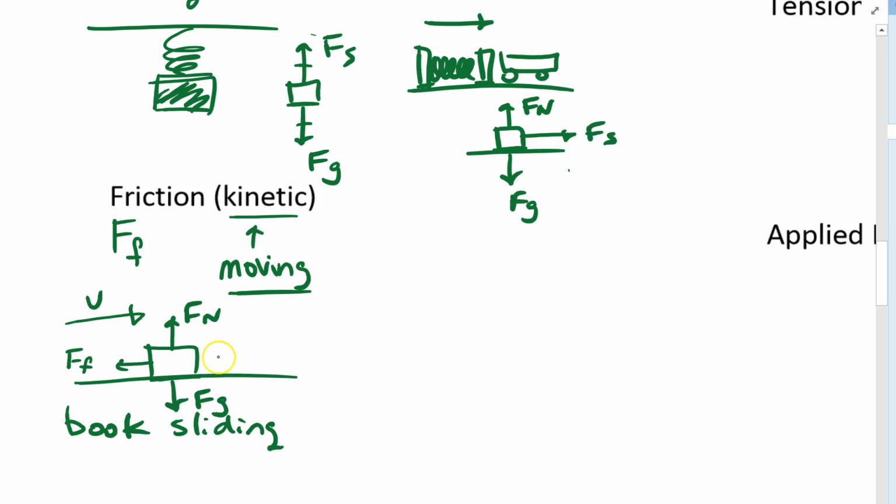Would you say balanced or unbalanced? That would be unbalanced, and it would be accelerating to the left. That would look like moving to the right but slowing down. So again, the first version of friction is kinetic, if an object's moving.